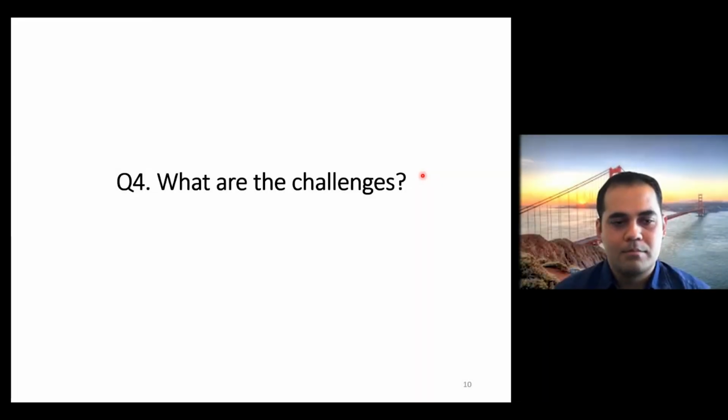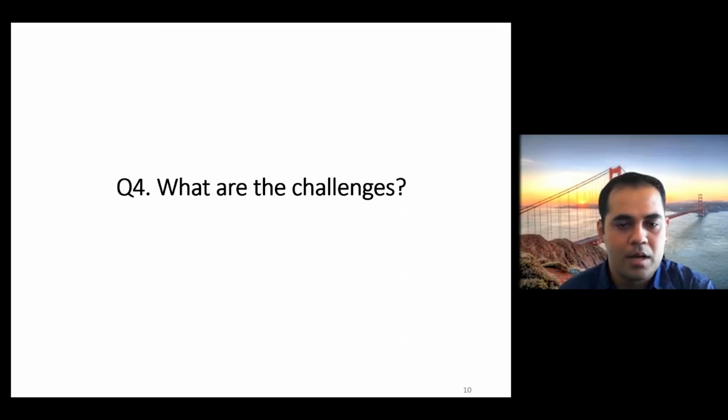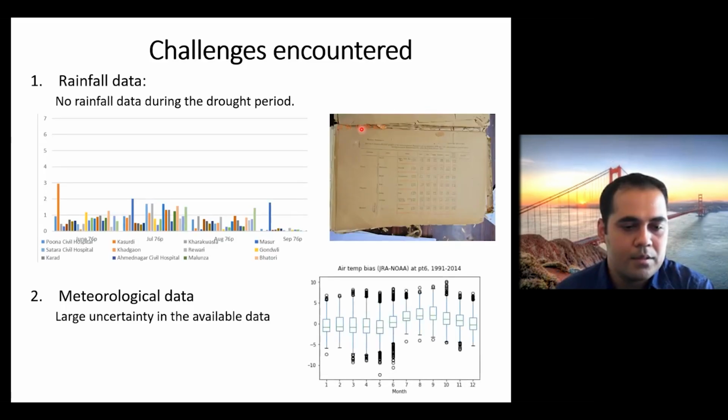Question 4. What are the challenges? Usually the input data for hydrological models are readily available. However, in this case, we are trying to simulate a historical event which occurred over a century ago. Many of the required input data are not readily available. For example, the rainfall data. There was no rainfall data recorded during the drought period. We had some historical documents which had some data, but the data was not continuous, and it was also available for very limited time periods.